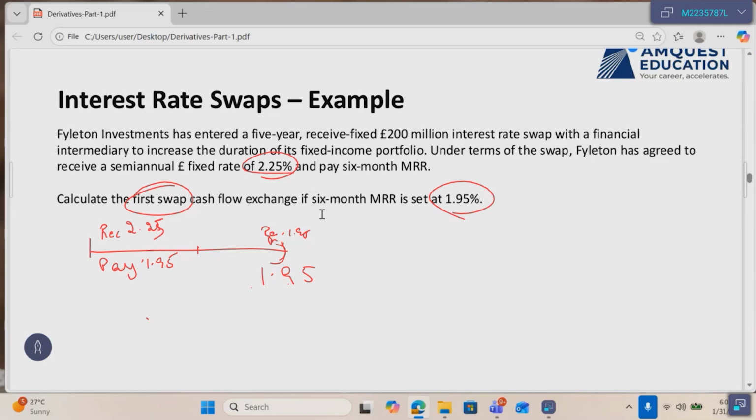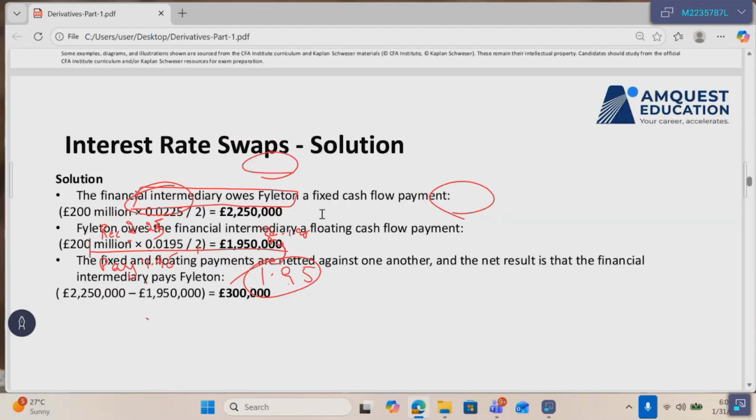Okay, now what is the cash flow? Swap cash flow exchange, simple. Find out that after 6 months, how much he has to receive and pay based on the details. I told you the rate is set at 1.95. So go on, who do you think will be the answer for this? Here I'm paying every 6 months. So what's the flow in that?